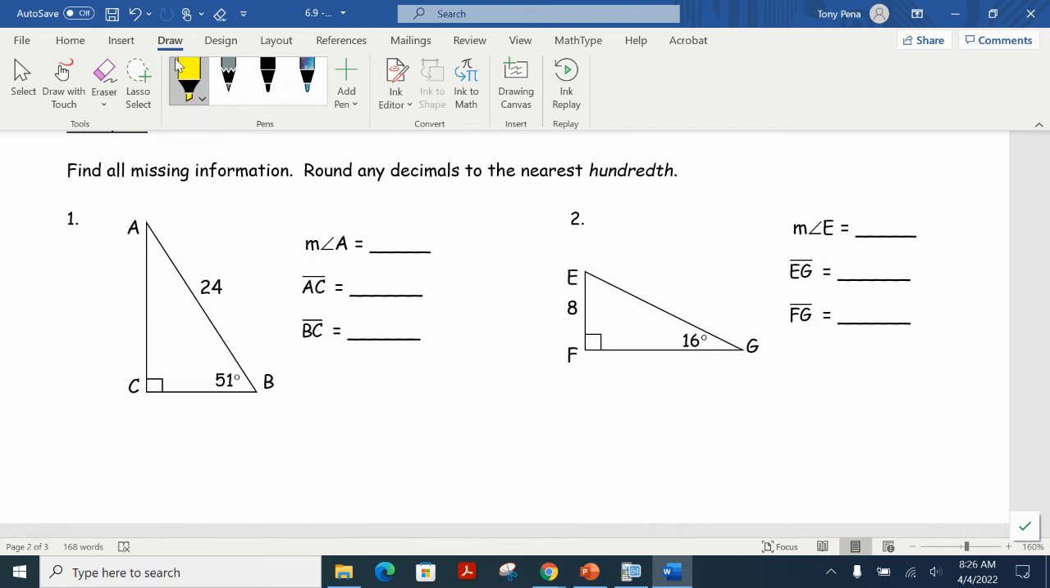All right, actually, let's do this. Let's not make this one overcomplicated. Solve for angle A.